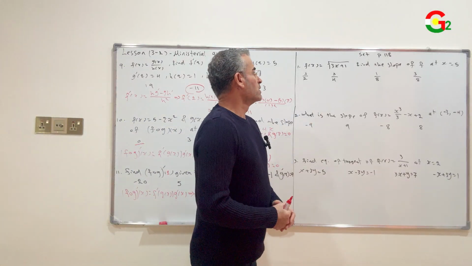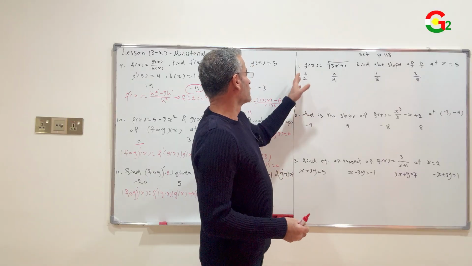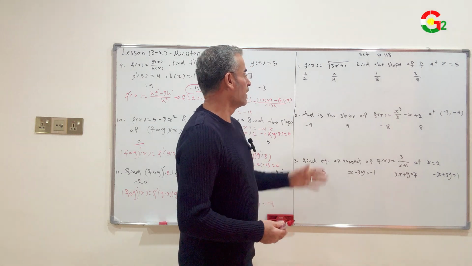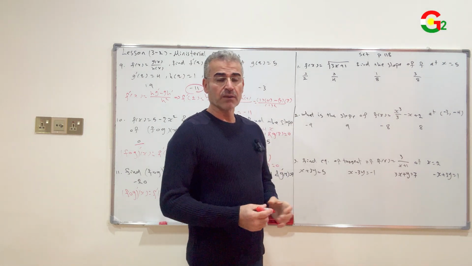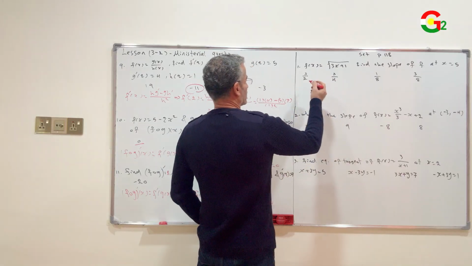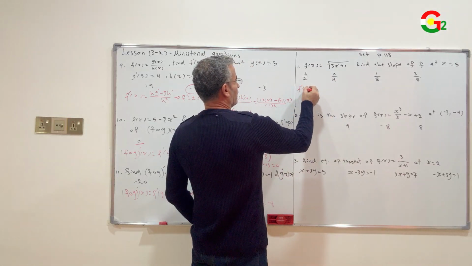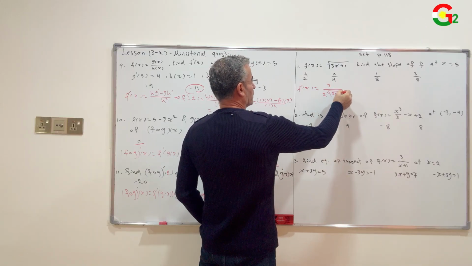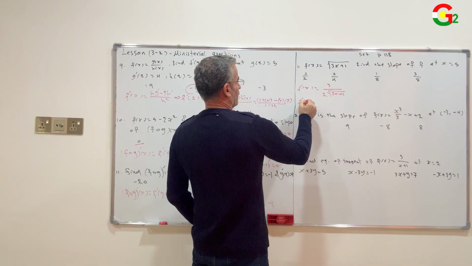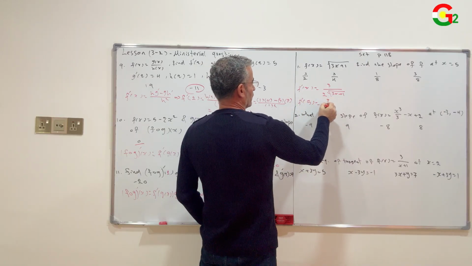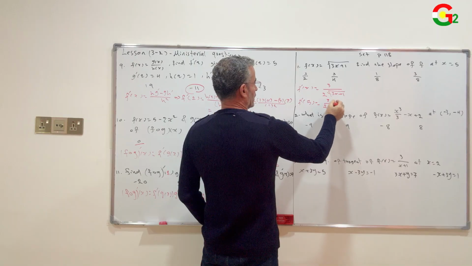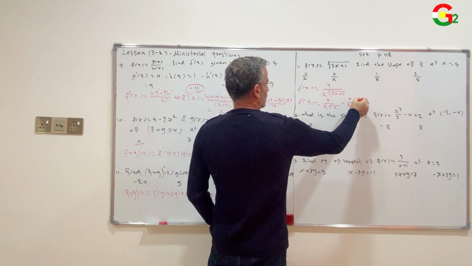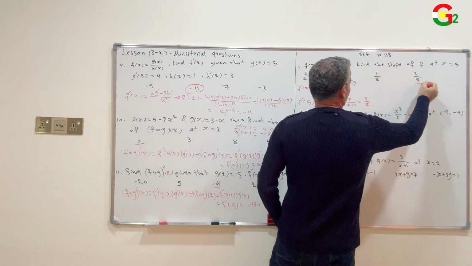Set of questions, page number 118. Question number 1. f of x equals square root 3x plus 1. Find the slope of f at x equal 5. The slope of f equal to the derivative of this function at x equal 5. The derivative of this function equal to 3 over 2 square root 3x plus 1. The derivative at 5 equal to 3 over 2 square root 3 times 5, 15 plus 1, 16, equal to 3 over 2 times 4 equal to 3 over 8. Choice D.